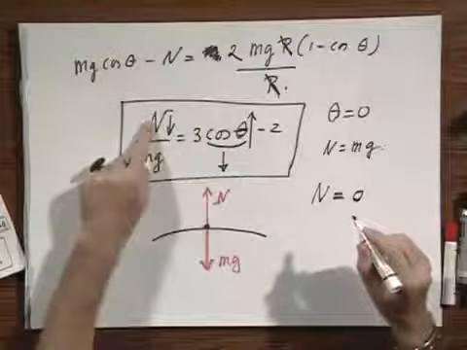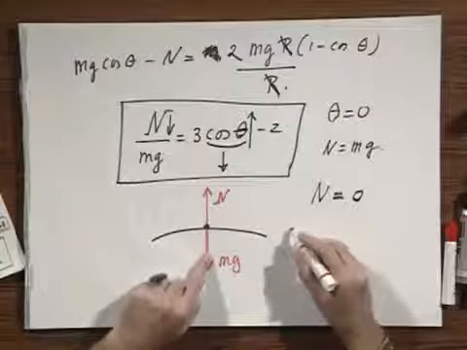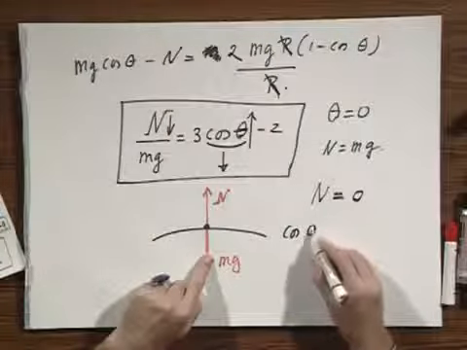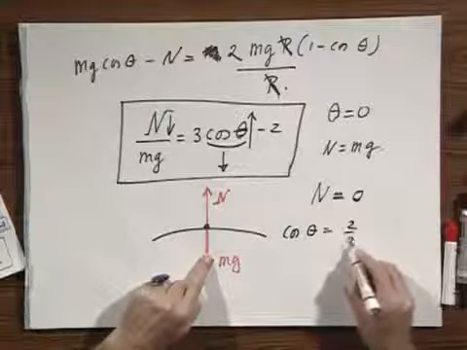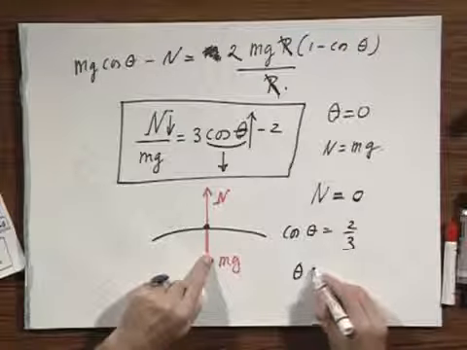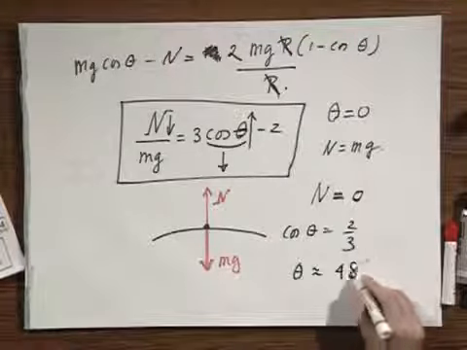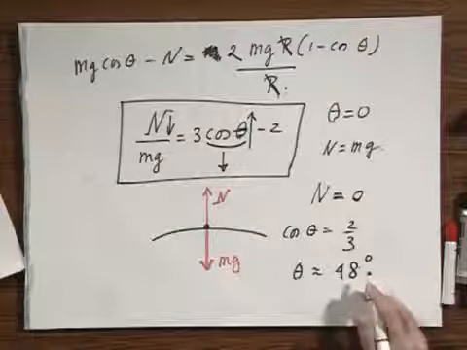And when that's the case, she is literally floating on top of her seat. You could call her weightless. She's in free fall. She has lost contact with her seat. The seat doesn't have to push on her anymore. And when does that happen? When N is 0, so when cosine of theta equals 2/3, so that is when theta is approximately 48 degrees. And what will happen then, of course, she will be in free fall.